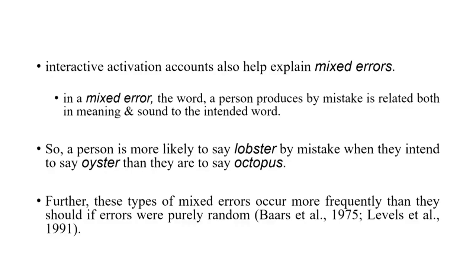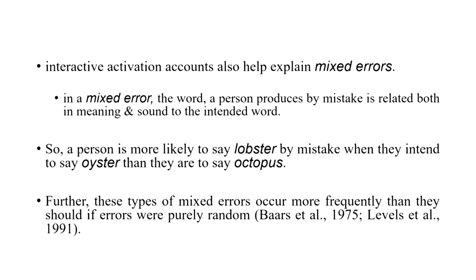Now, if you see just these three words, oyster, lobster and octopus, all of these three have large semantic overlap because all of them are sea creatures. But lobster and oyster share one more thing, which is the "ster" set of phonemes, so there is a huge phonological overlap here as well, whereas this phonological overlap is not there between oyster and octopus. So we can see there are more common points between oyster and lobster than between oyster and octopus. So, if somebody were making an error in producing oyster, they are much more likely to erroneously produce lobster than octopus.